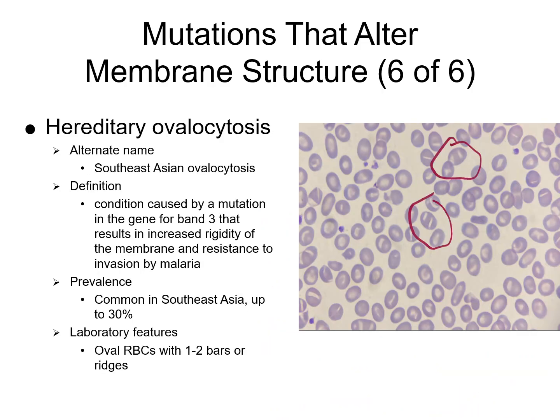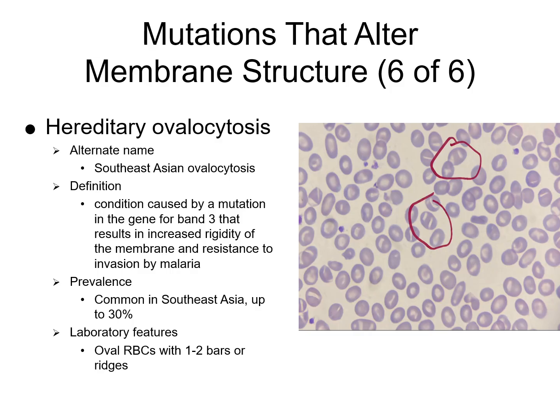Hereditary ovalocytosis. The alternative name for this is Southeast Asian ovalocytosis. By definition, this is a condition that is caused by a mutation in the band 3 gene. This leads to increased rigidity of the red blood cell membrane. It provides a resistance to malaria parasite invasion. The prevalence of this is pretty common in Southeast Asia, with a prevalence up to 30% of some populations.